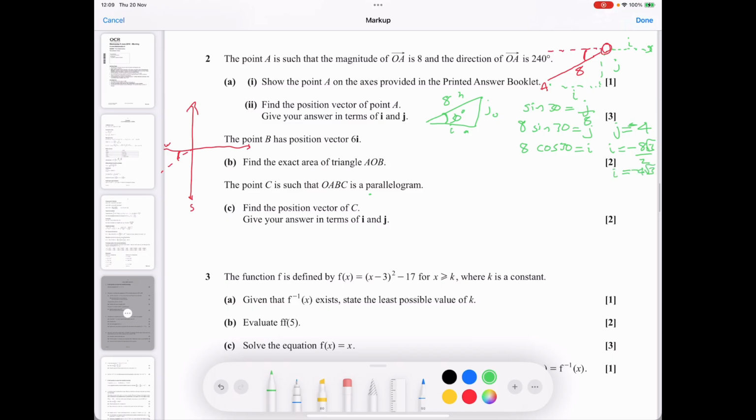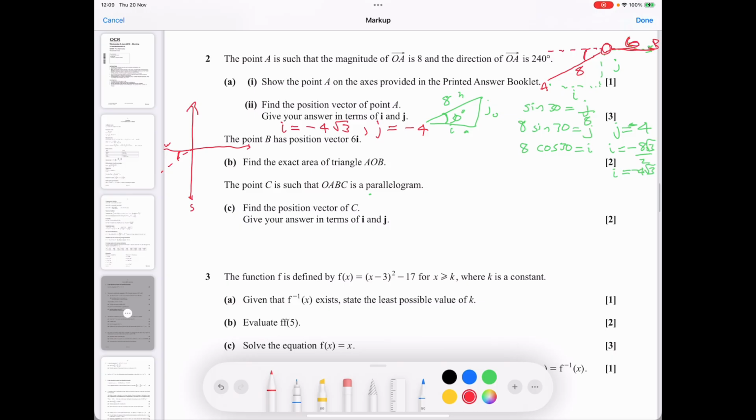So the answers to this, we've shown this, the answer is i equals negative 4 root 3, and j equals negative 4. Right, point B has a position vector 6i. So if we were to put it onto this, it would be here. This is where B would be, and this would be 6, okay?